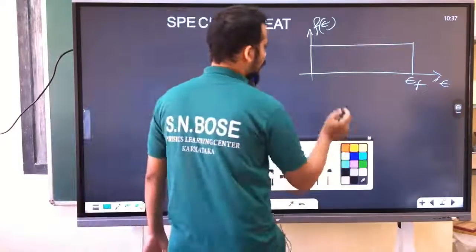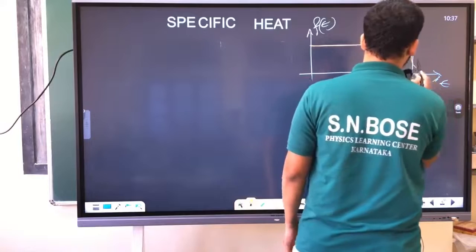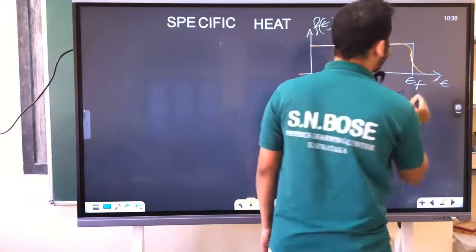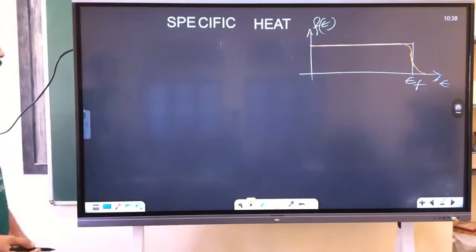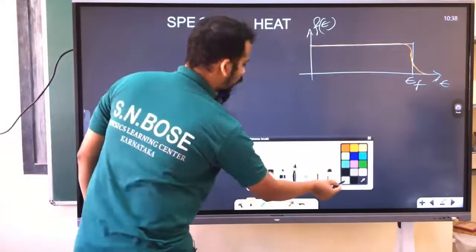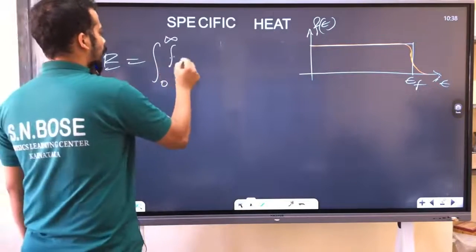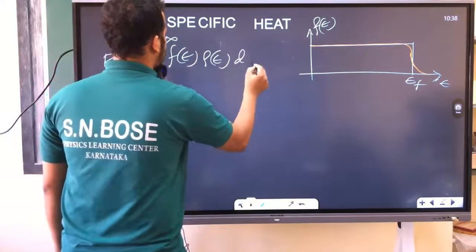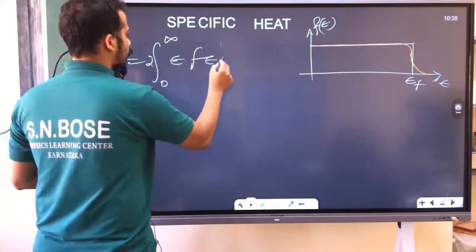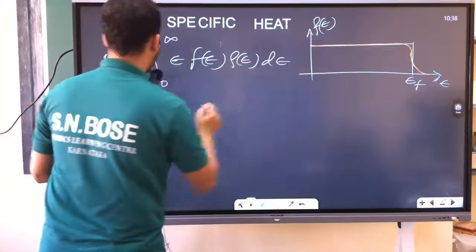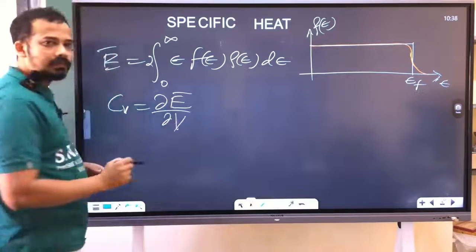At T greater than 0, even at room temperature, it will be like this actually. Am I right? Only this fraction of the electrons will contribute to your electron specific heat, isn't it? And that we found actually. The actual value we have to integrate, we have to integrate this energy expression. E bar is 0 to infinity, factor 2 for electron, E f of E rho of E dE. Then for specific heat at constant volume, Cv is equal to dou E bar by dou T at constant V.